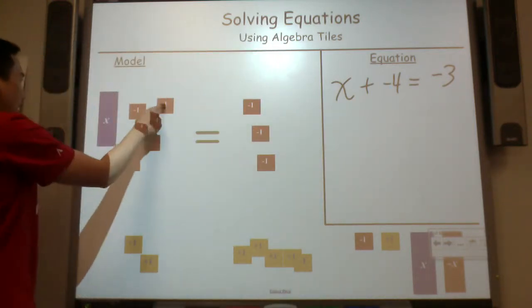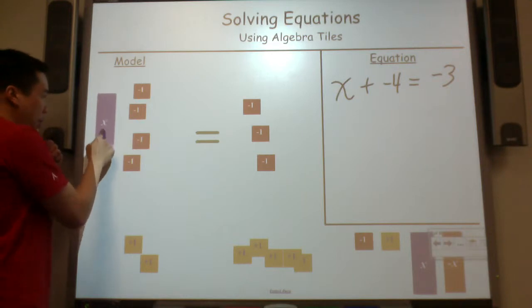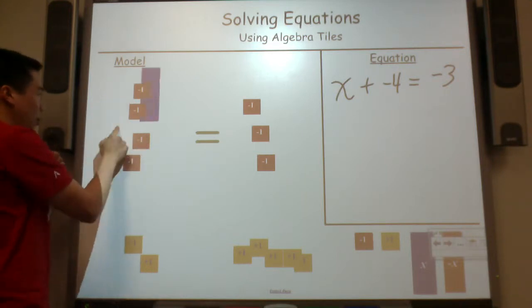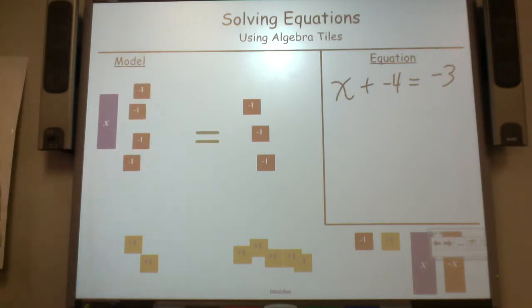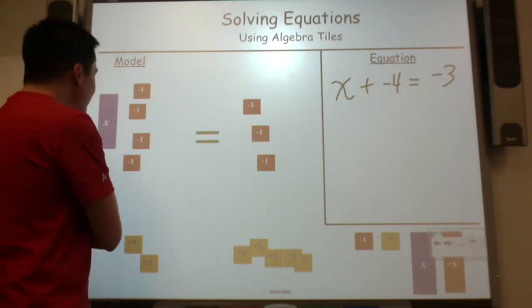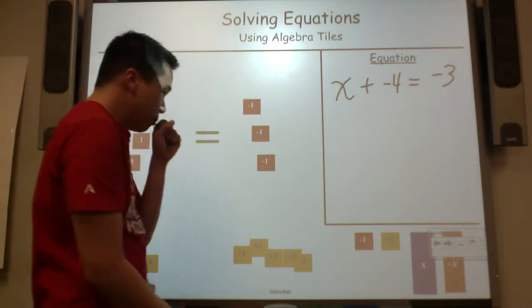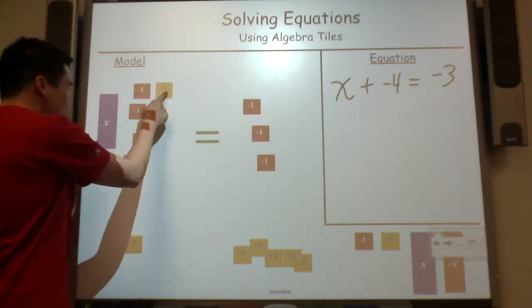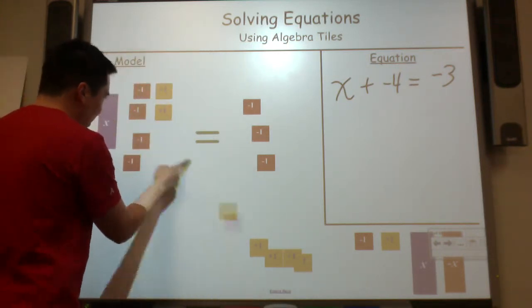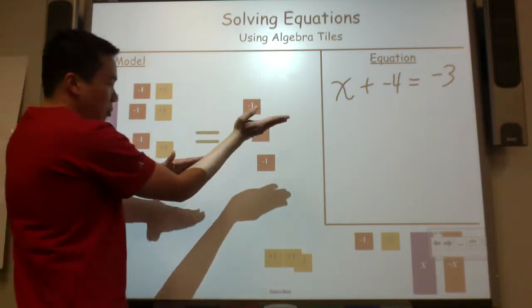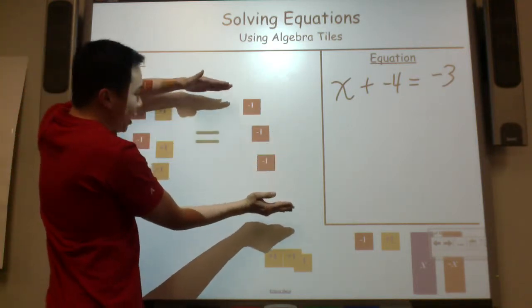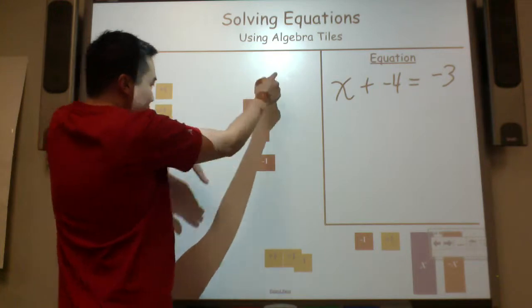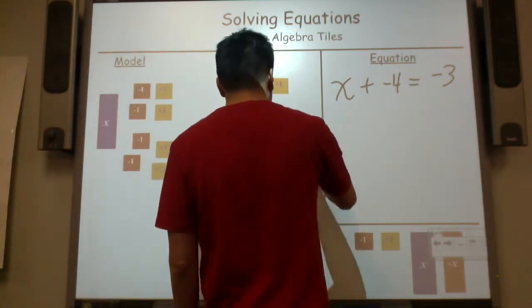All right, Mr. X, I want to be by myself. Away. So how can I isolate him by himself? What is the inverse of negative 1? Positive 1. How many positive 1s do I need? I need 4 positive 1s. Uh-oh. Think of your scale. It's getting 4 higher. So I need to balance out. So I need to put 4 positive 1 on this side too.